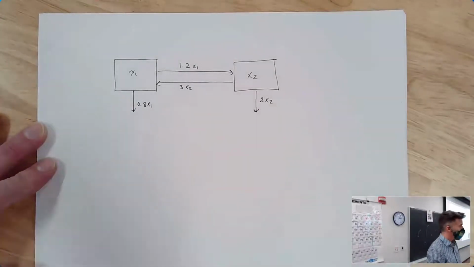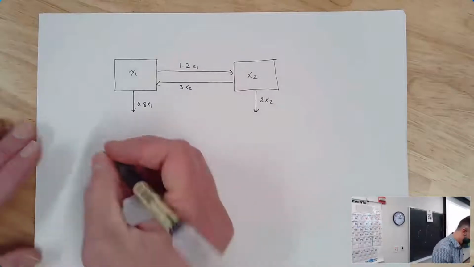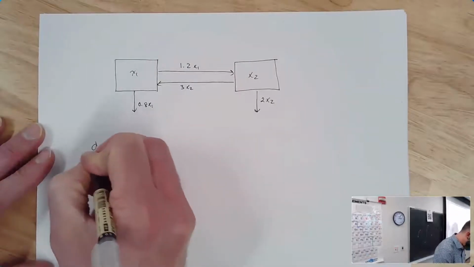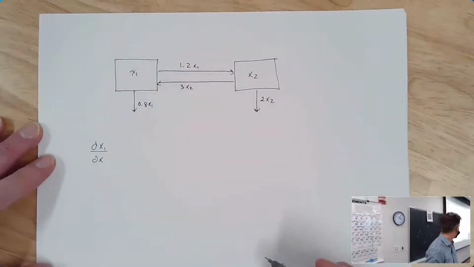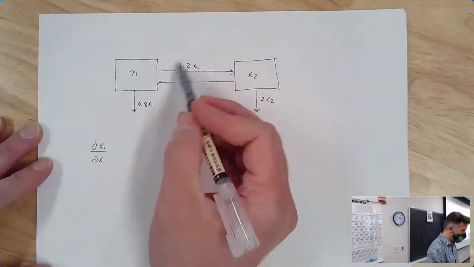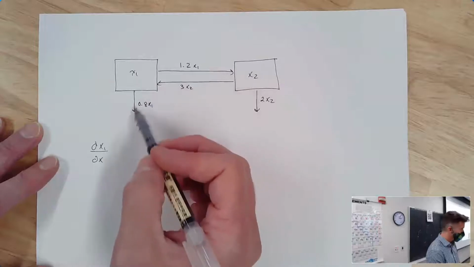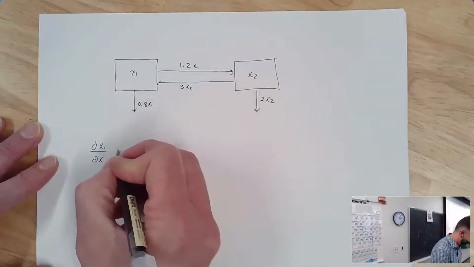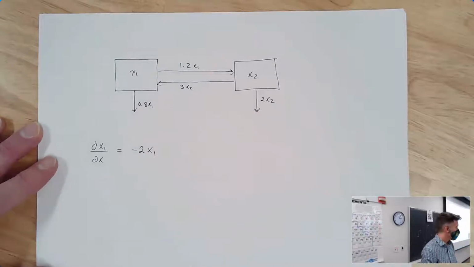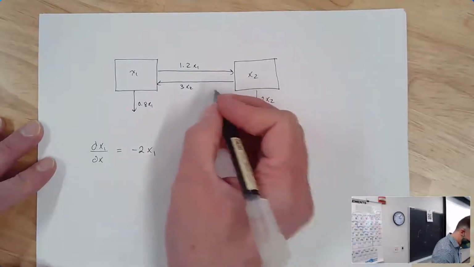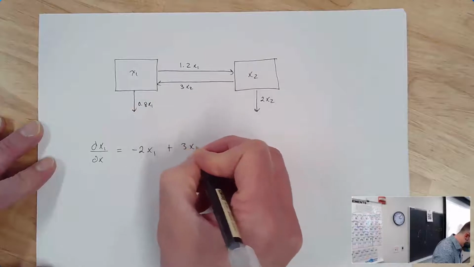So let's write down the differential equations. Let me ask you all, what's leaving X1? Well, I'm losing 1.2 x1, I'm losing 0.8 x1. So I'm losing a total of 2 x1. I'm gaining 3 x2.